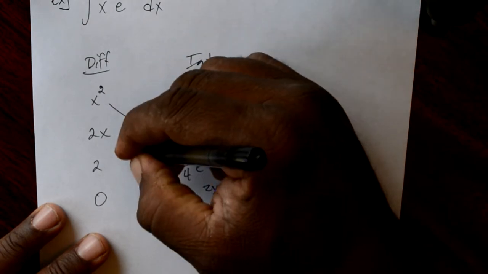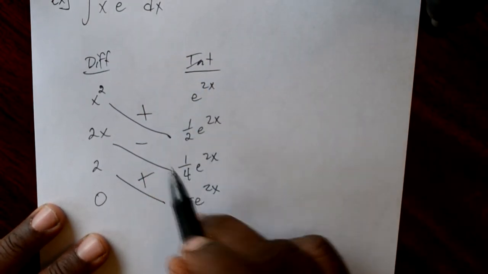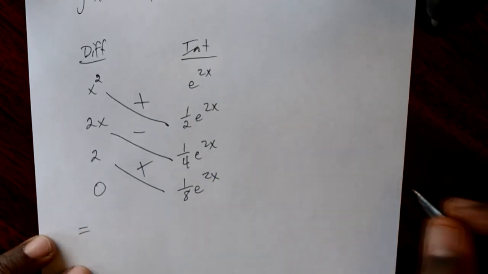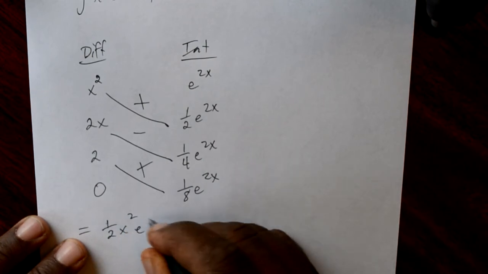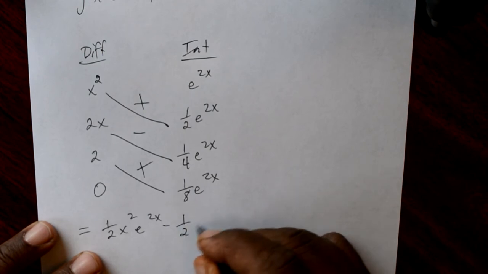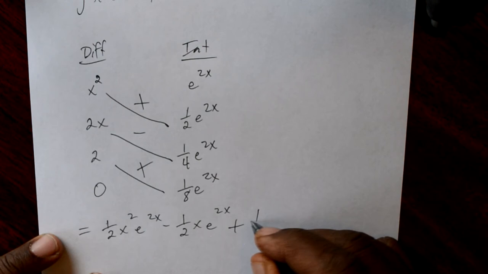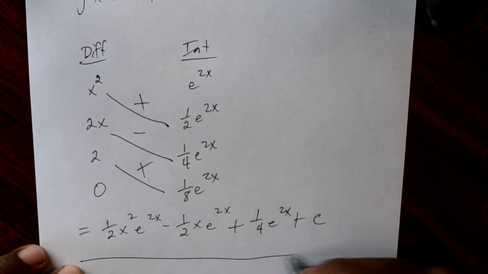Next, we'll draw our diagonals. We'll alternate signs, always starting with the positive, and thus we have our integral. So we have 1/2 x squared e to the 2x minus 1/2 x e to the 2x plus 1/4 e to the 2x plus the arbitrary constant.